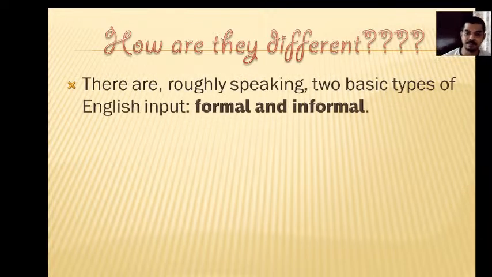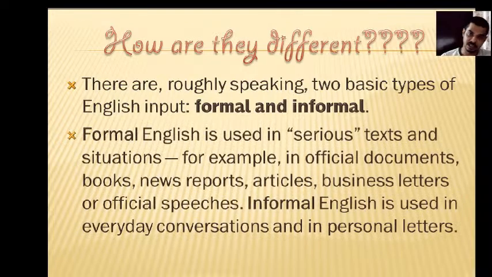There are, roughly speaking, two basic types of English input. When you get an input in English, it may be either formal or informal. There are no other options. Only two options are there. It would be either formal or informal. So formal English is used in serious texts and situations, for example, in official documents, books, news reports, articles, business lectures, or official speeches. Informal English is used in everyday conversation and in personal letters.